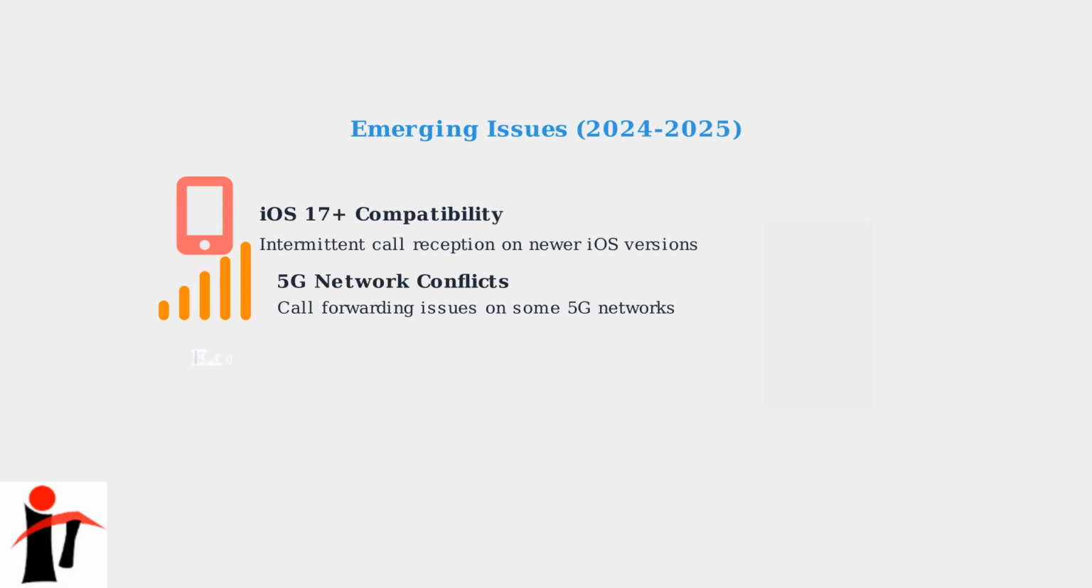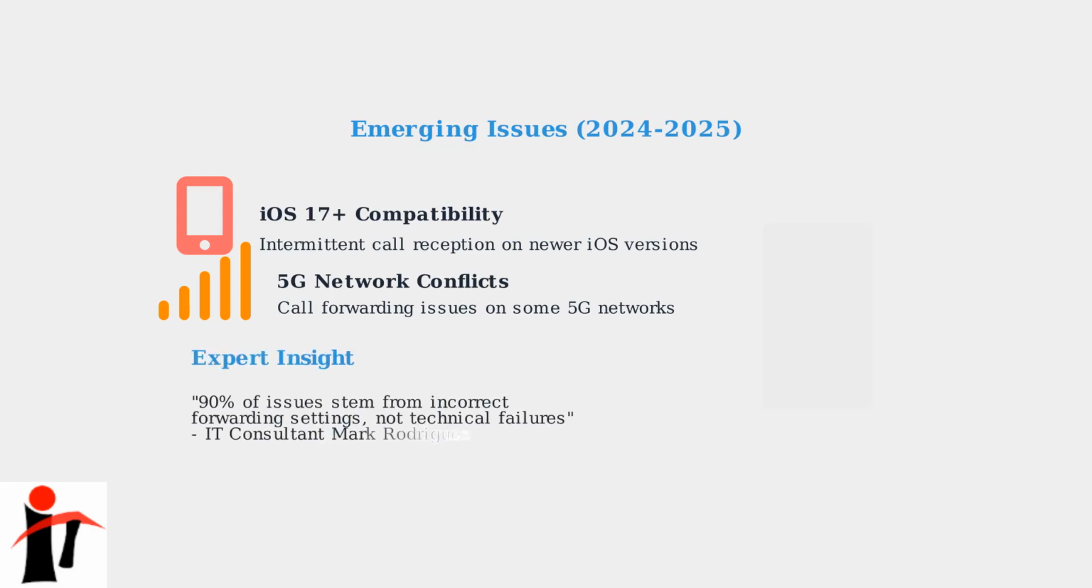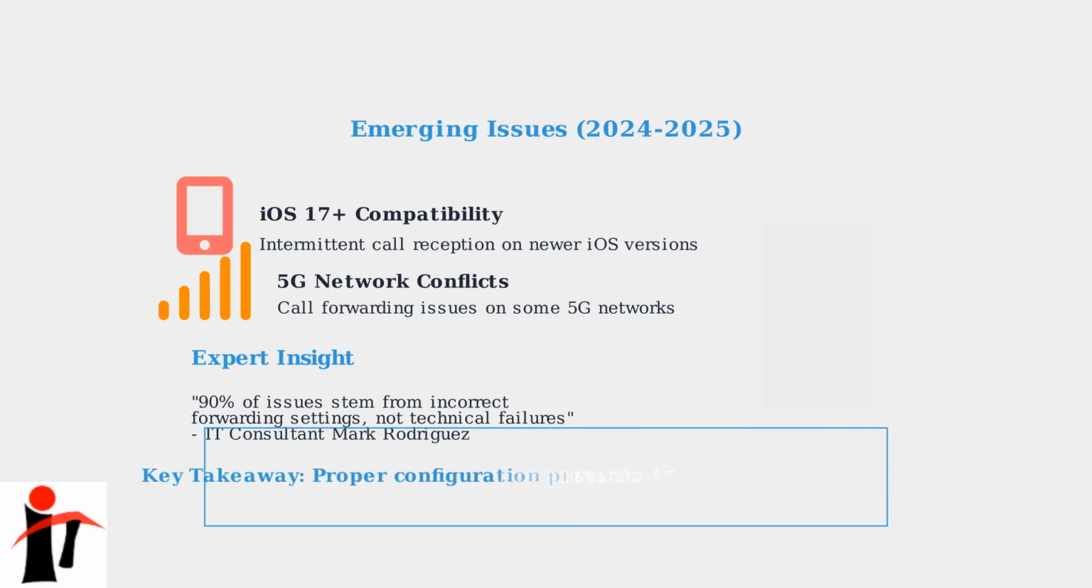IT consultant Mark Rodriguez emphasizes that 90% of Google Voice call reception issues stem from incorrect forwarding settings rather than technical failures. The key takeaway is that proper initial configuration eliminates most future problems. Focus on getting your forwarding settings right from the start and keep your app updated to avoid common pitfalls.